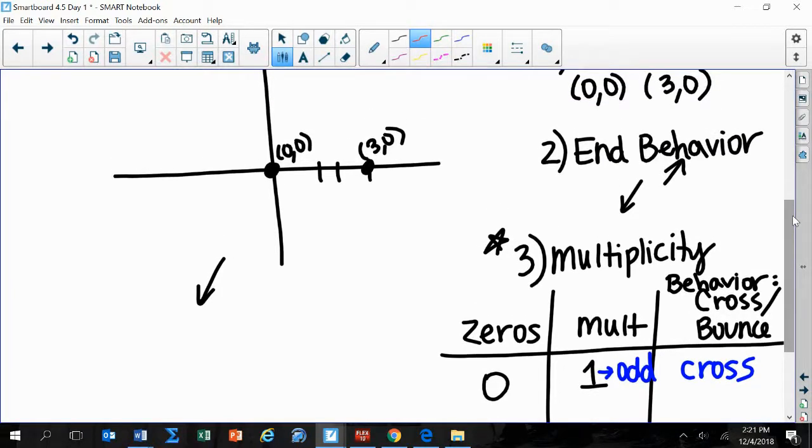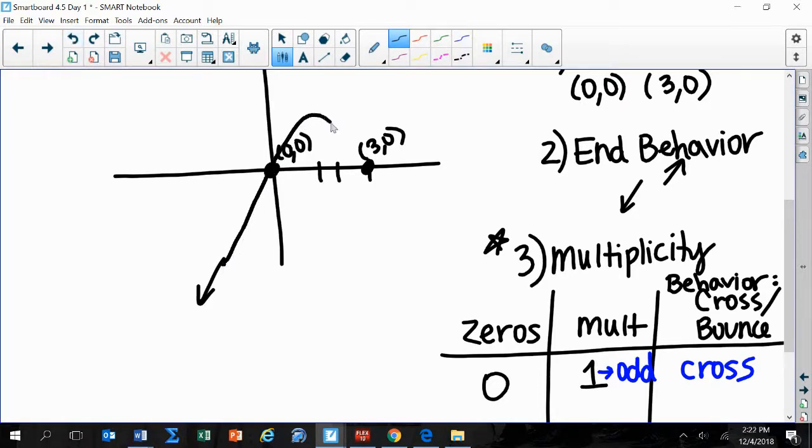Okay. So look at how I graph this. At 0, I said that I have a cross. So the options are I can either go through it, or I can bounce off of it. Those are my two options. I can either go through it and cross over it, or I can come up and go boing and bounce off of it. At that 0, it says that I'm going to have a cross. So I'm going to cross through it.